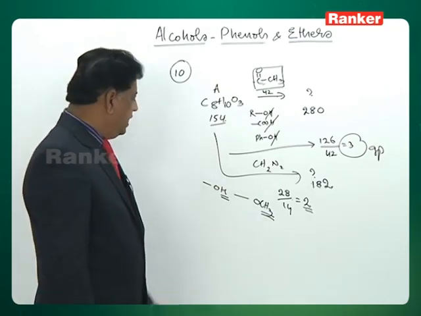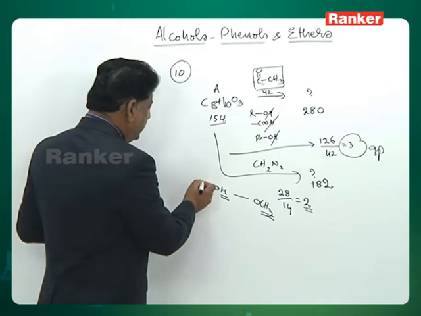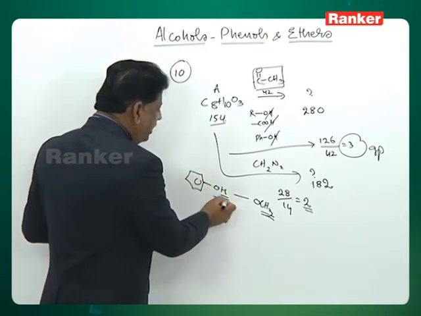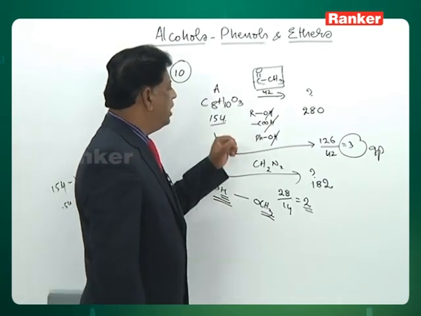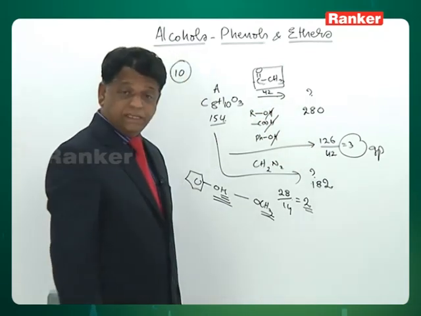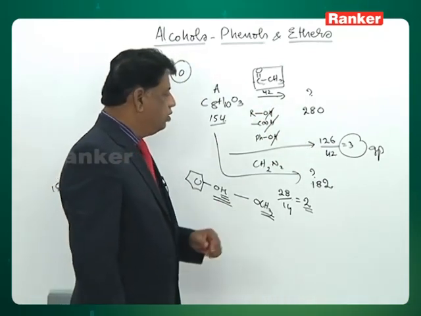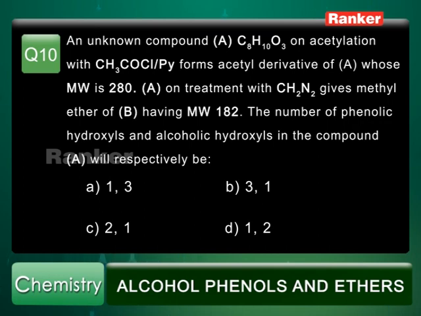Total units are 3, and this OH is the phenolic OH. A phenol containing OHs has phenolic OHs. The phenolic OHs are 2, and there is one alcoholic OH, so the total OHs are 3 and phenolic OHs are 2. So the ratio he is asking, the final answer, is phenolic hydroxyls versus alcoholic hydroxyls, with options 1 and 3, 3 and 1, 2 and 1, 1 and 2. So the answer is 2 is one type, the other one is the other type.